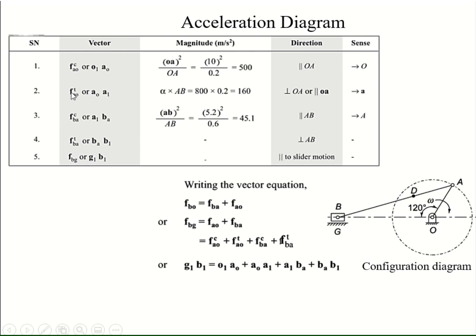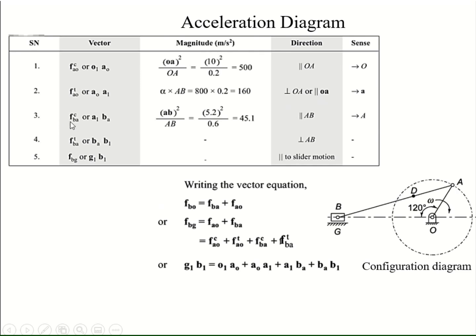Next, we have the tangential acceleration of AO, which can be written as alpha into AB. Since we know the angular acceleration as 800, it's already given in the question, we can write 800 into 0.2, which comes out to be 160. Also, the direction of the tangential acceleration is perpendicular to this link OA. So we can easily write the direction and the sense: it is perpendicular to AO over here.